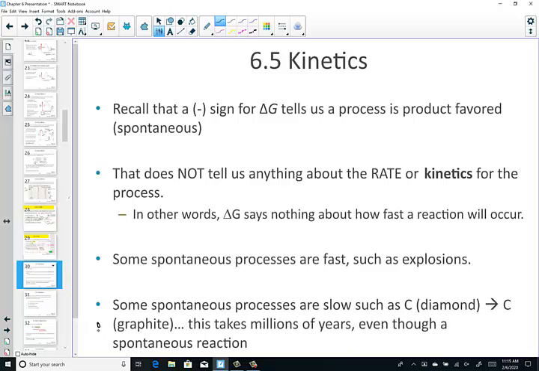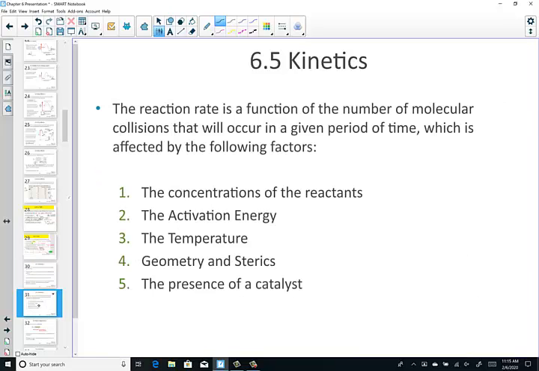And they give this prime example of carbon in its graphite form will spontaneously turn into a diamond, but it just takes tens of millions of years. Even though it's a spontaneous reaction, it really doesn't occur with a meaningful rate.